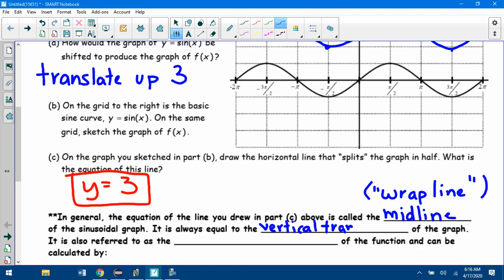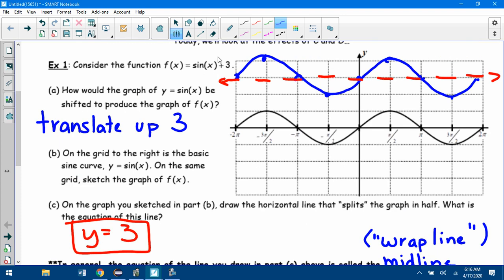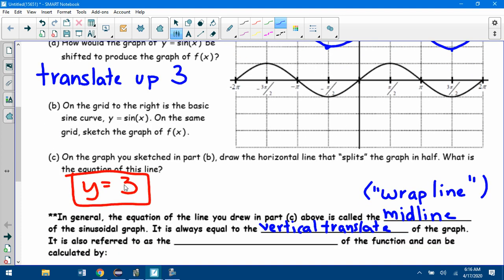So if it's shifting up and down, that's going to have a new midline. But make it an equation always. So even though the translation's 3, the midline's not 3, it's y equals 3, because it's got to be an equation. It's also referred to sometimes as the average value of the function. So I've got 3 names for it: midline, wrap line, average value, 4 if you count vertical translation.